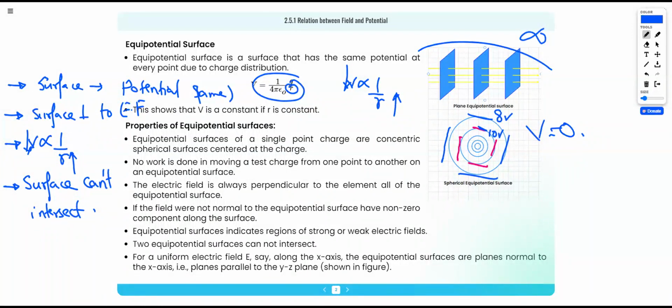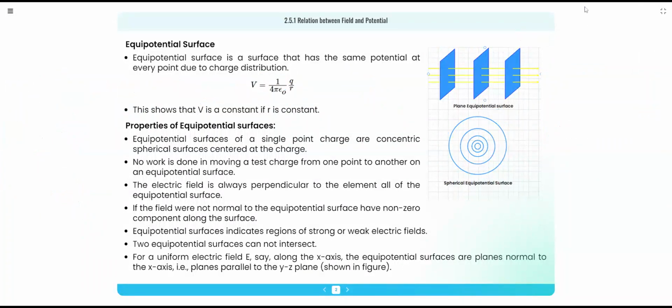Now we'll move to the next one. So what is the equipotential surface? An equipotential surface is the surface that has the same potential at every point due to a charge distribution.